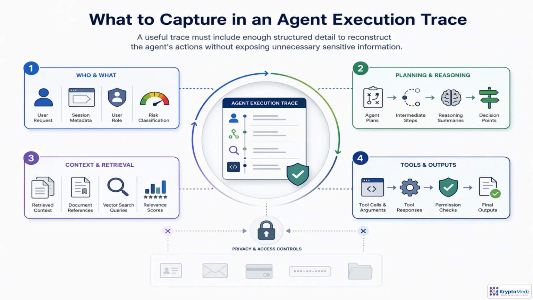Think of an execution trace as the agent's black box recorder. It captures the request, session context, role, and risk level, so you know who initiated what. It should also record the plan, key intermediate steps, reasoning summaries, and decision points, so actions are explainable. For retrieval, keep the source documents, search queries, and relevant scores that shape the answer. For tools, log the call, arguments, permission checks, response, and final output. The goal is reconstructability with restraint. Enough evidence for debugging, audit, and incident response, but not unnecessary secrets or personal data.